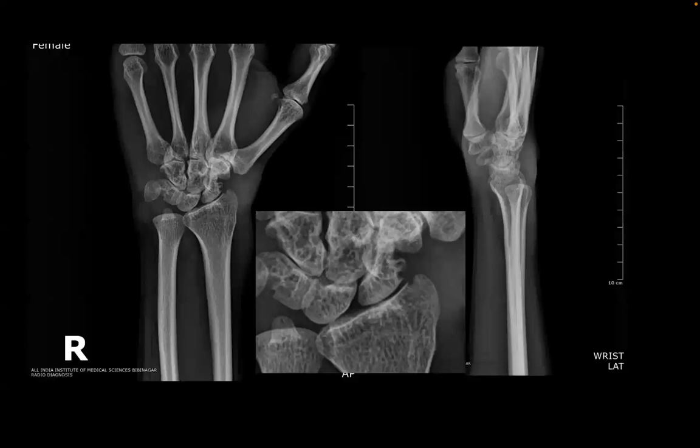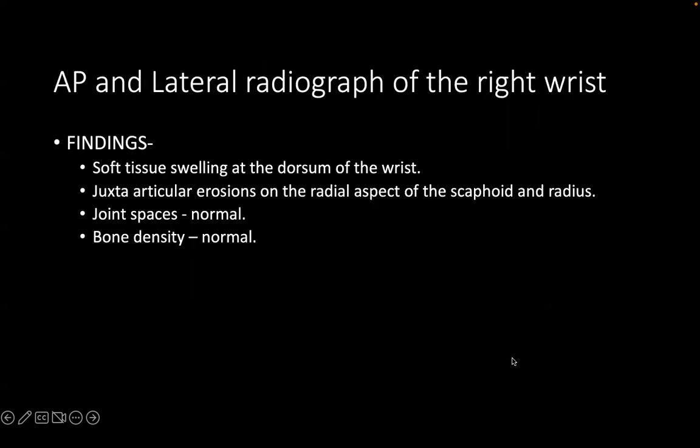So these were the AP or DV and the lateral radiographs of the wrist joint of the right hand, which showed soft tissue opacity over the dorsum of the hand, projecting laterally near the radius on the AP view. Also, on closer inspection, there were erosions over the scaphoid bone and the distal radius laterally, as well as a suspected erosion over the triquetrum bone. So these were the radiograph findings.